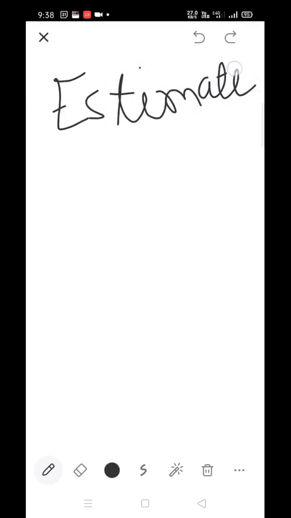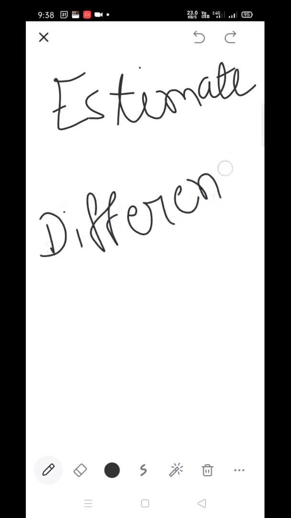Okay, students, so today we are going to learn the new topic, that is the estimate difference. What is the meaning of difference? Tell me. Minus. Minus, subtraction. You can see that.